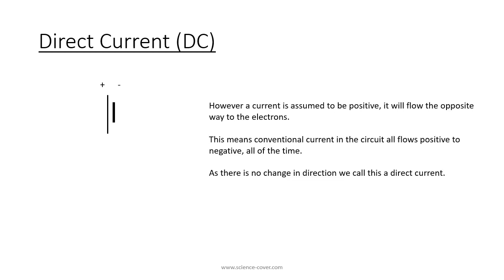However, current is assumed to be positive, and so we treat it as if it flows the opposite way to the electrons. So this means for a conventional current, we treat it as flowing positive to negative all of the time. As there is no change in direction, we call this a direct current.